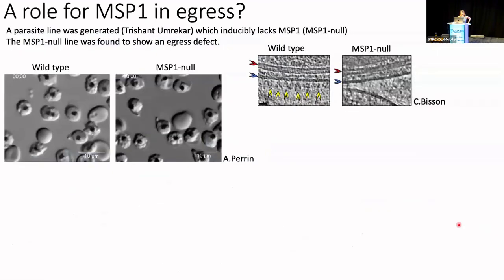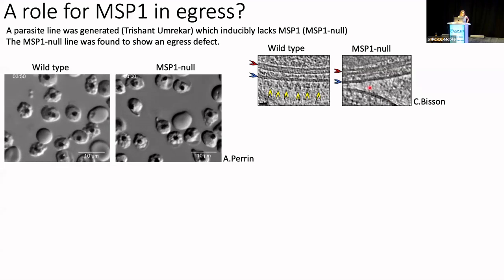MSP1 was thought to have a role in invasion initially, but now we believe it might be involved in egress, which essentially is this process of merozoites bursting out of the red blood cell, as I've mentioned. Within our lab, we managed to produce a parasite line which lacks MSP1. You can see on the left here is the situation in wild type. Blue highlights the plasma membrane, and the yellow arrows highlight MSP1 on the surface. And then in the MSP1 null, we have this smooth plasma membrane. Essentially what we saw in this MSP1 null line is an egress defect.